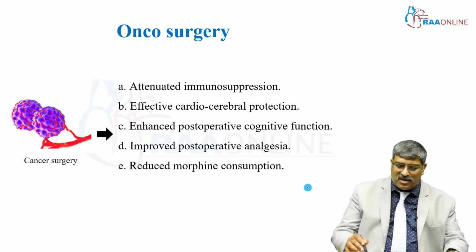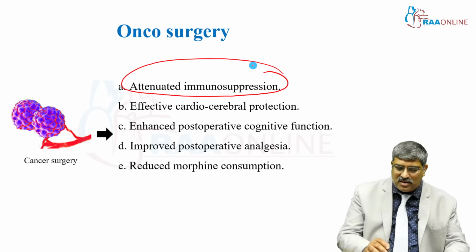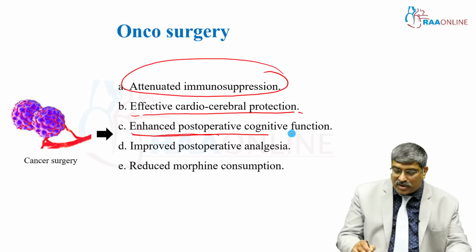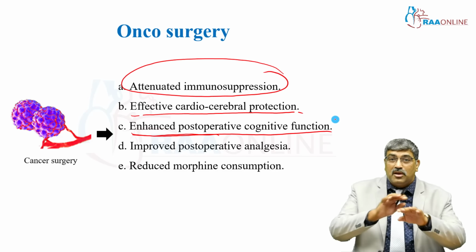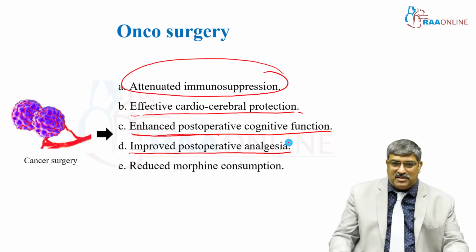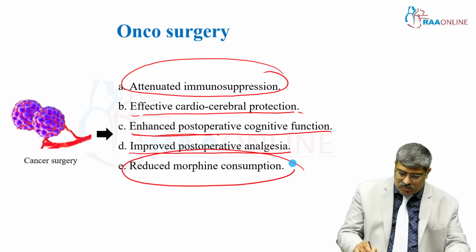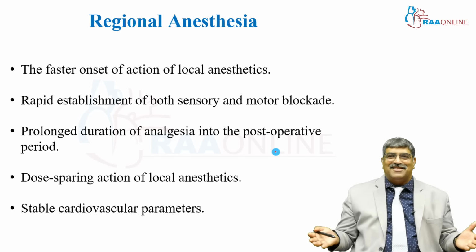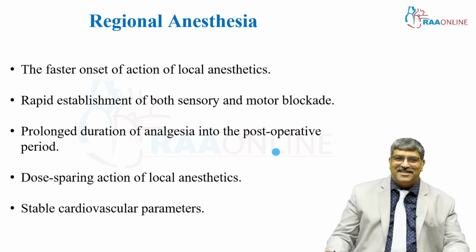Coming to onco surgery, it attenuates immunosuppression, provides effective cardiocerebral protection, and enhances post-operative cognitive function. It prevents cognitive dysfunction, improves post-operative analgesia, and reduces opioid consumption. And another important thing is regional anesthesia. What is the role of dexmedetomidine in regional anesthesia?